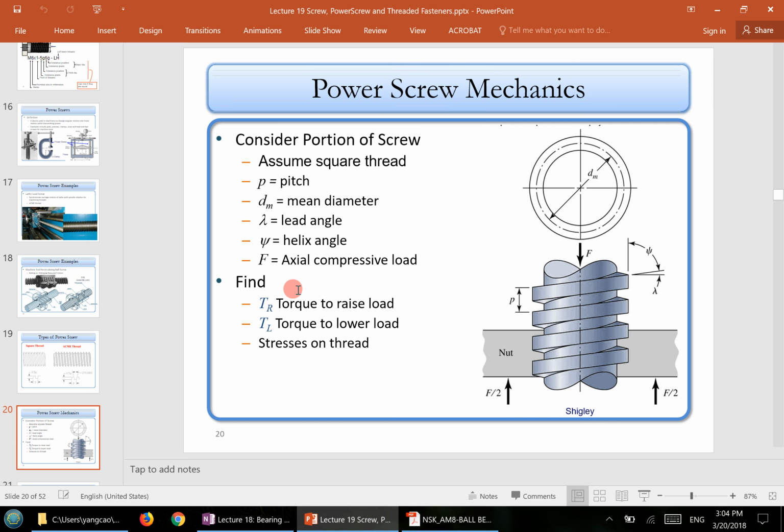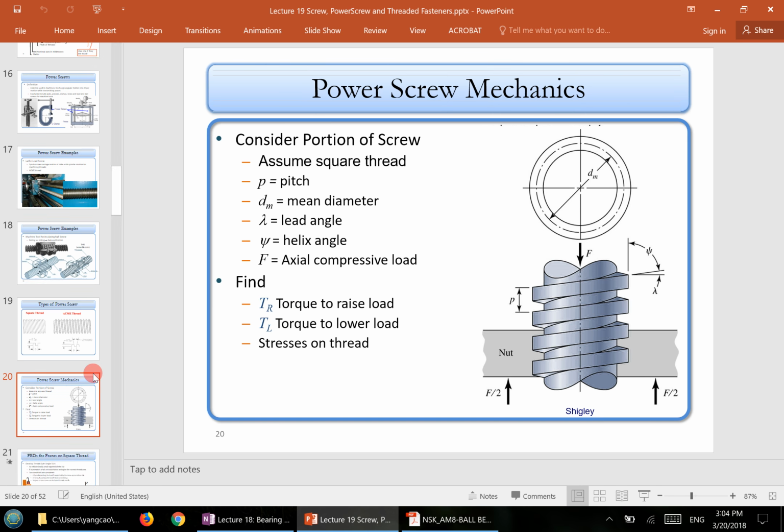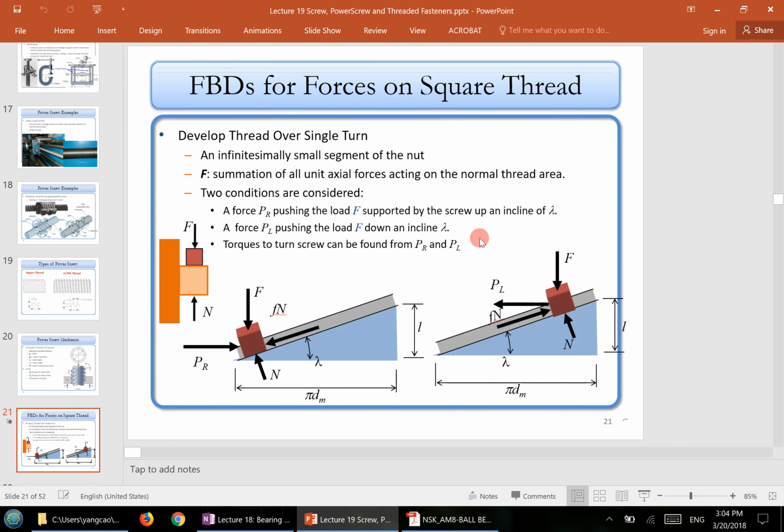So the question here is how much torque do we need to raise the load, and how much torque do we need to lower the load, for the different types of screw thread. That's the idea here. Let's quickly go over some of the free body diagrams. This is really nothing new.